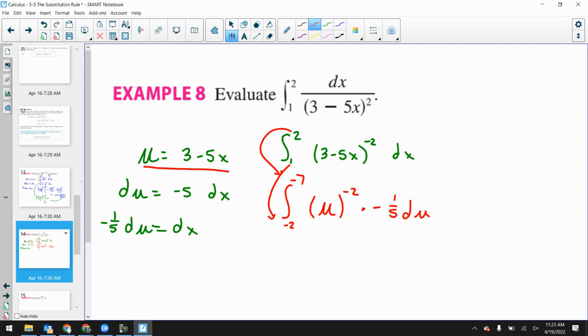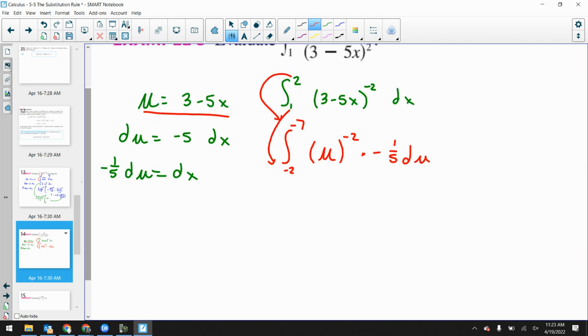Okay, so now we just have to evaluate that integral, which is u to the negative 1 over negative 2. Oh, I forgot my negative 1/5. And I'll put that up in the top. Negative 1/5 u to the negative 1 over negative 2. Oh, sorry, negative 1. Whoa, I'm screwing up this problem. Negative 1/5 u to the negative 1 over negative 1. And I would say, if this was an indefinite integral, plus c, but this is a definite integral, negative 7 to negative 2.